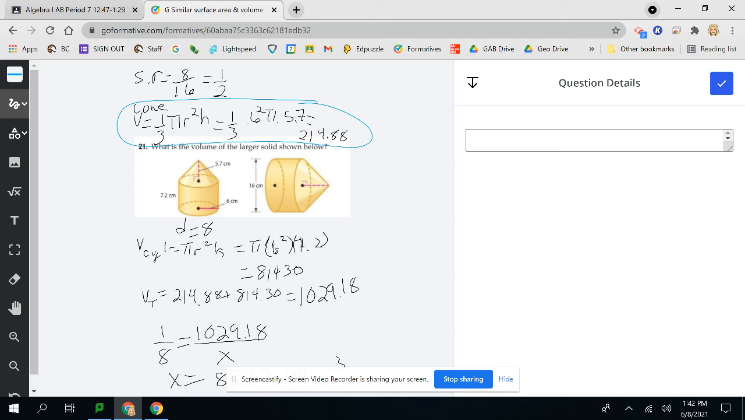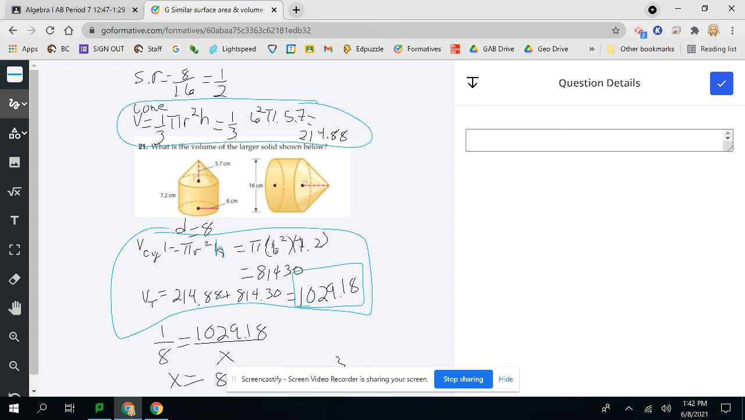Volume of the cylinder, I did pi r squared h. So it's pi times 6 squared times 7.2. That gives me a volume of 814.30. My total volume for that is I add those two together and I get 1029.18.